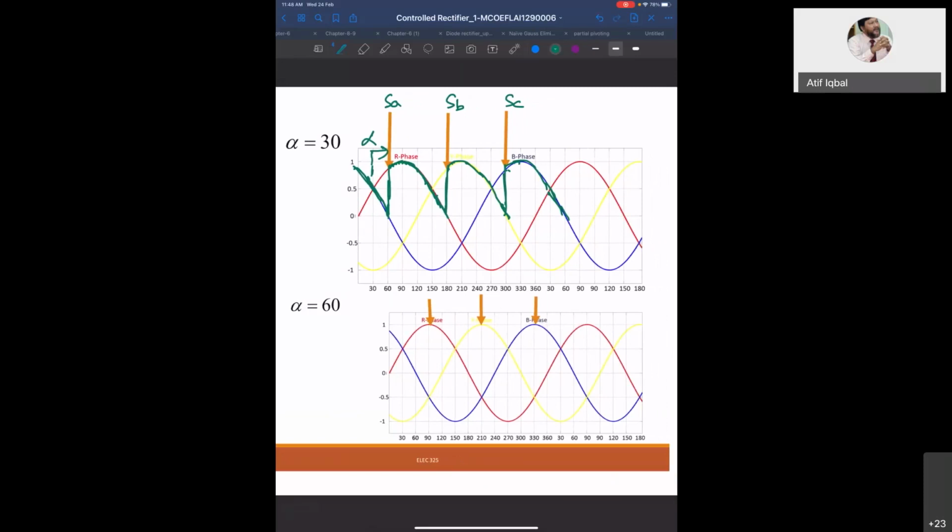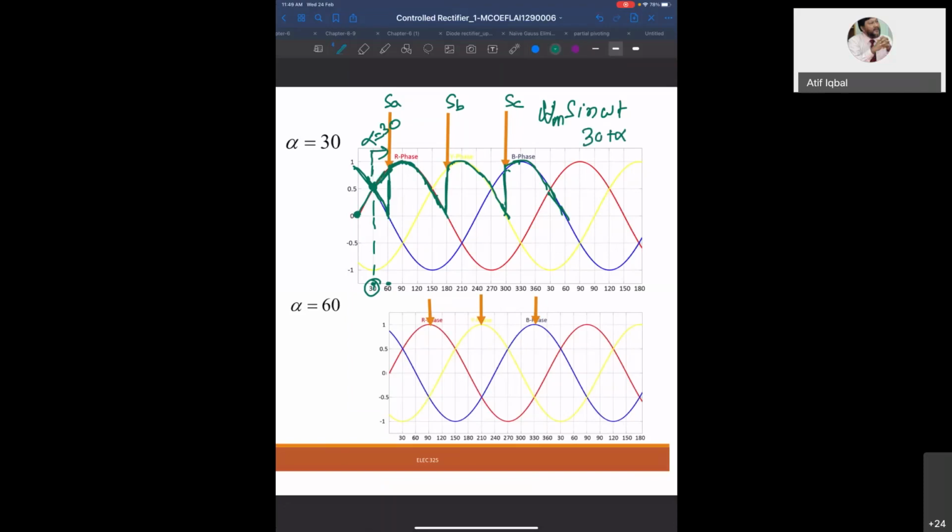Alpha equal to 60. You see, when I say 30 degree, this does not start at 30 here. Look at this. This is 60 actually, because the reference point is at 30 degree of the waveform. This waveform is nothing but Vm sin omega t. So the starting point is here, but my reference for alpha starts at 30 degree. So my starting point is 30 plus alpha for this point.